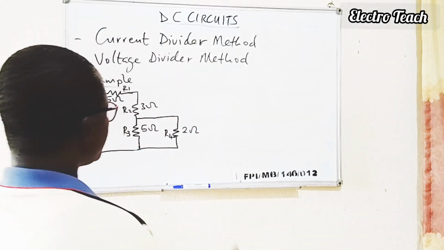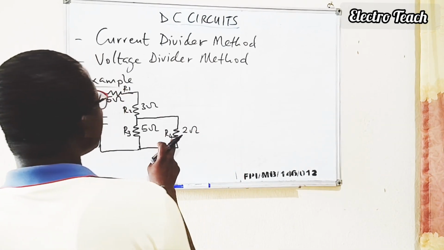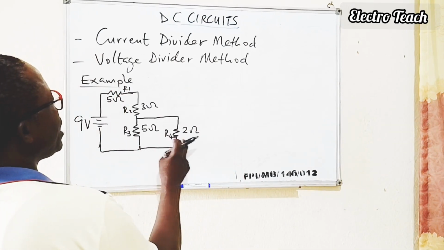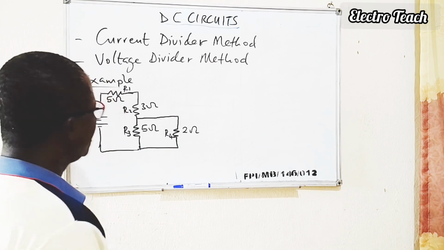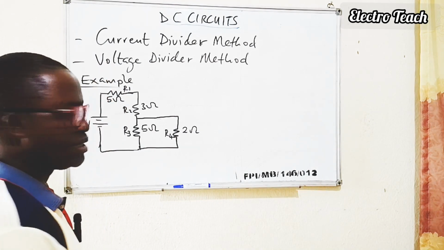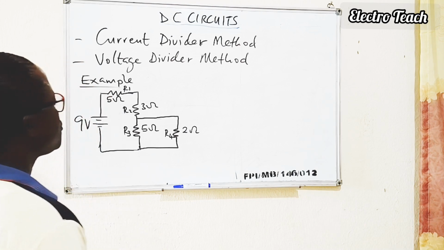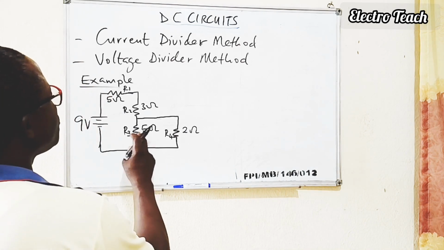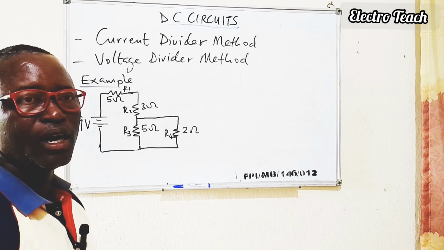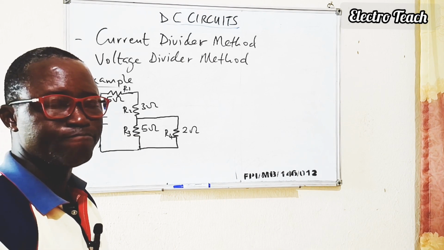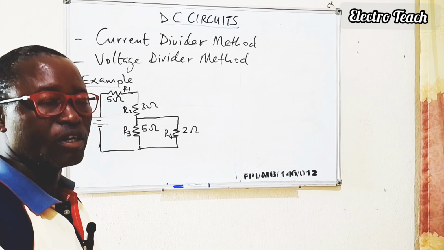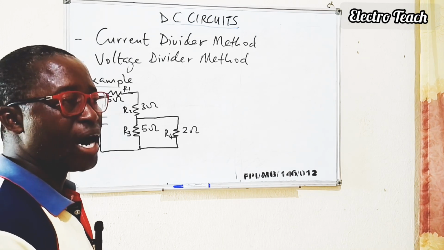All right. So we can see that resistor R3 and R4, they are in parallel. So we need an equivalent of that, equivalent of resistor R3 and R4. Now we can call the equivalent of R3 and R4, we can give a notation to that as resistor RA.